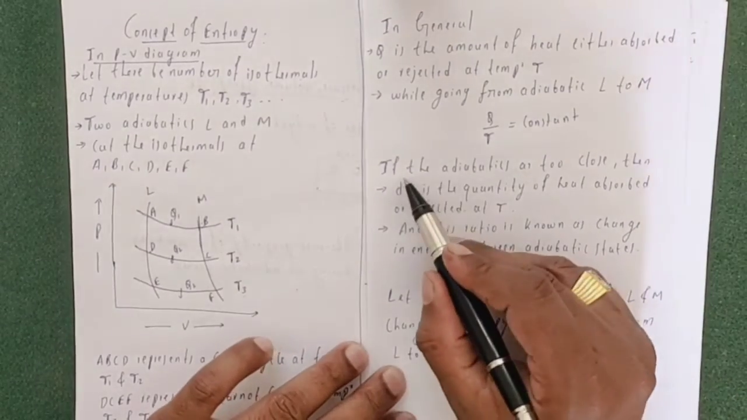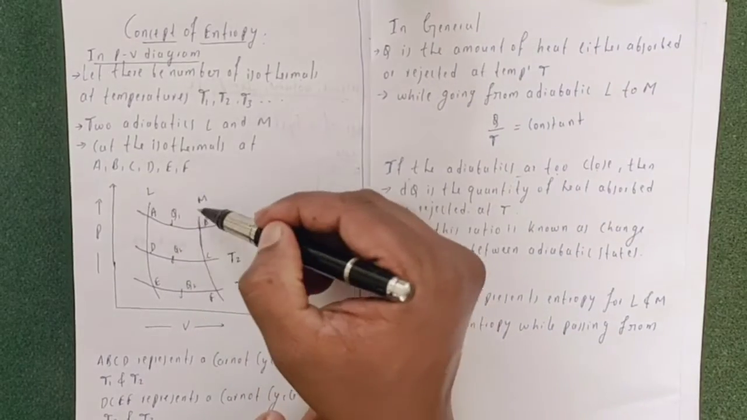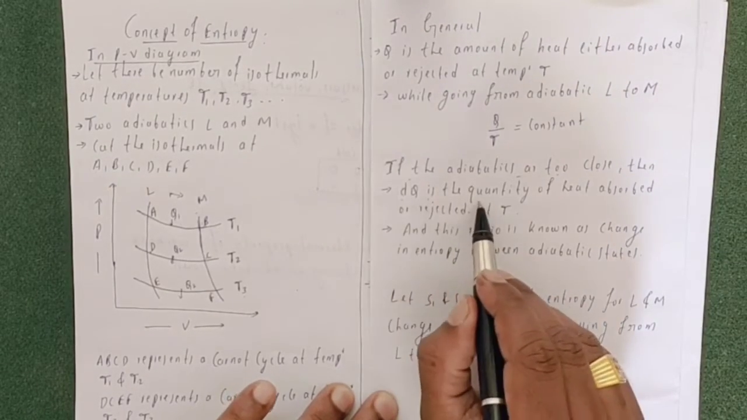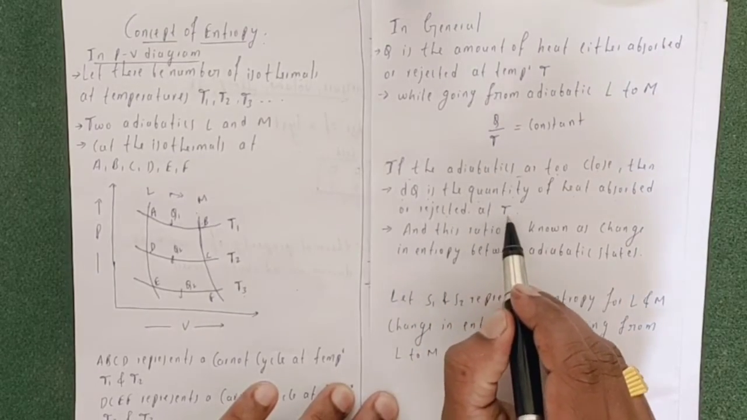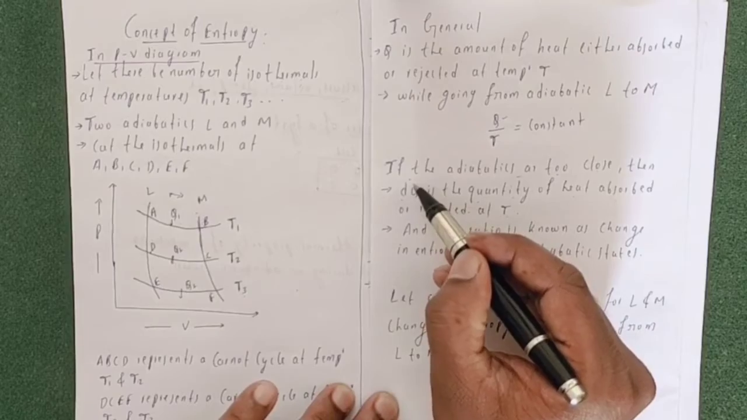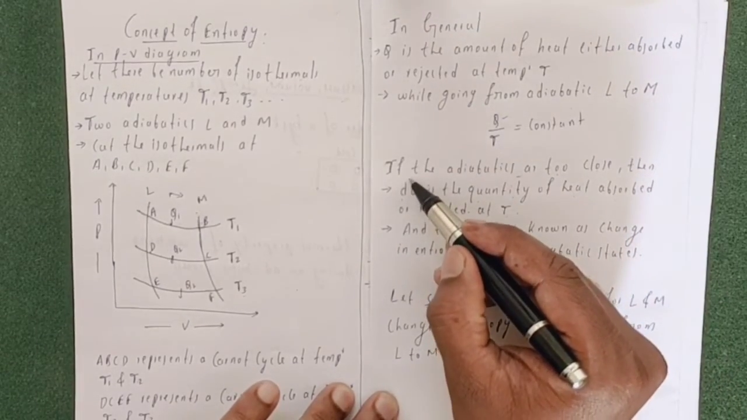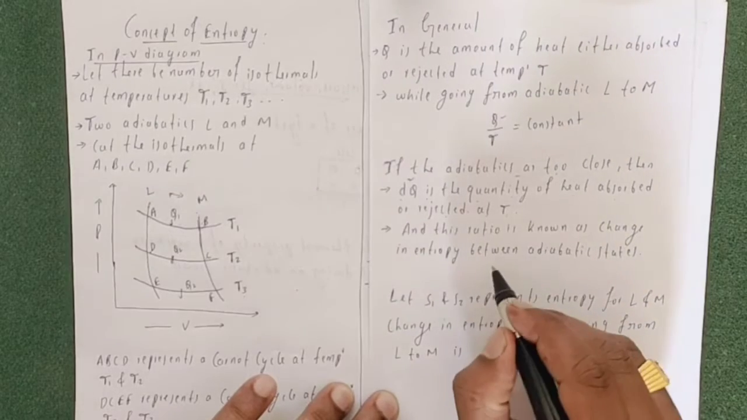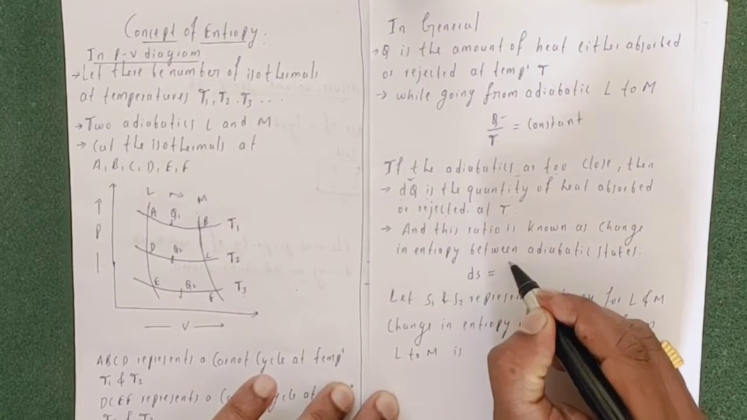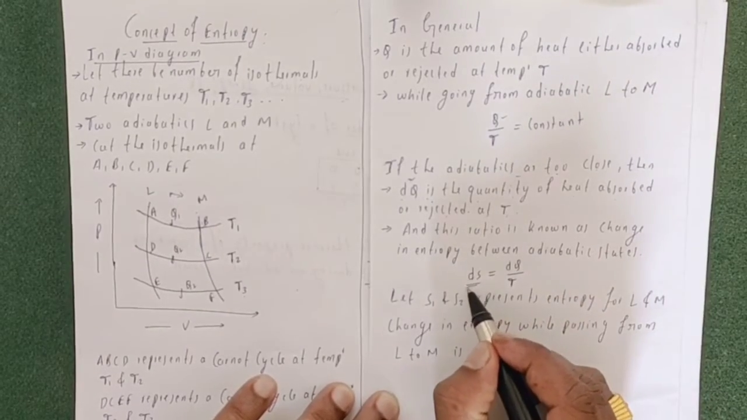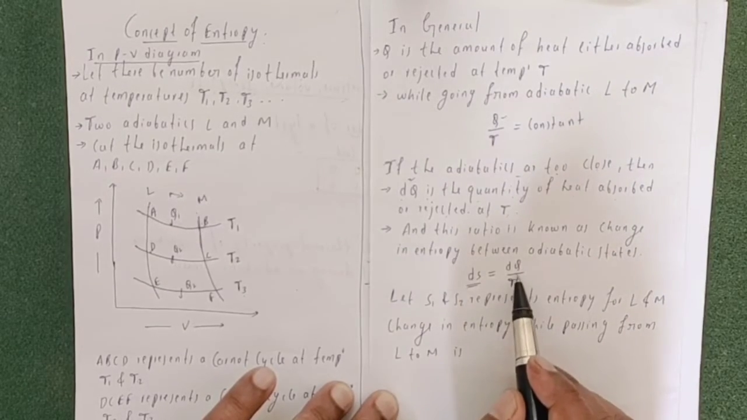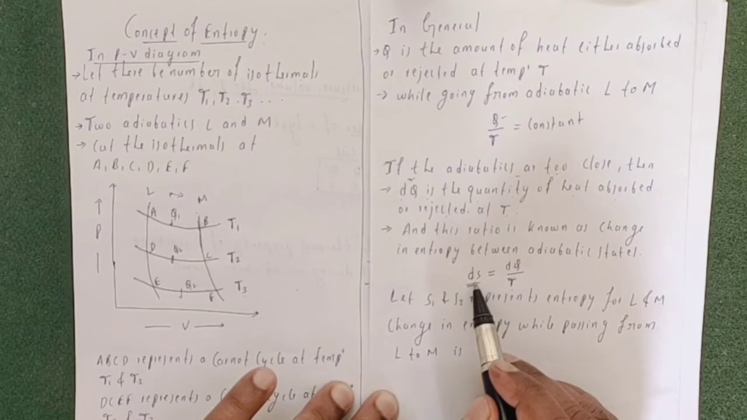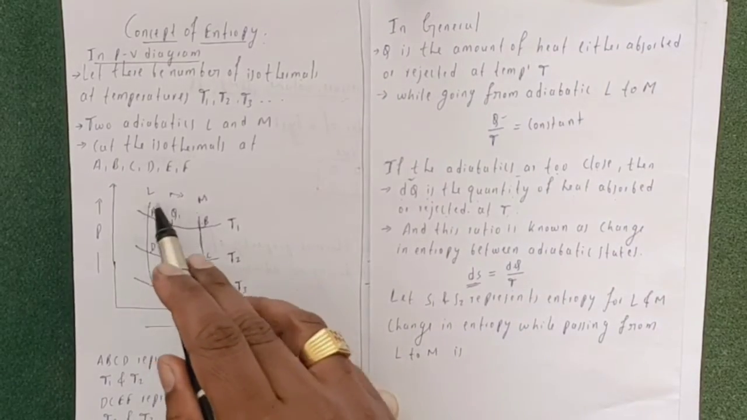Or if the adiabatics are very close to each other, that is, L and M are very close, then we consider dQ as the small quantity of heat absorbed or rejected at temperature T. Instead of Q, we consider the small amount of heat dQ at temperature T, and I am going to write it as dS equals dQ divided by T. Here dS represents the change in entropy, that is, dQ by T gives the change in entropy between the two adiabatics L and M.